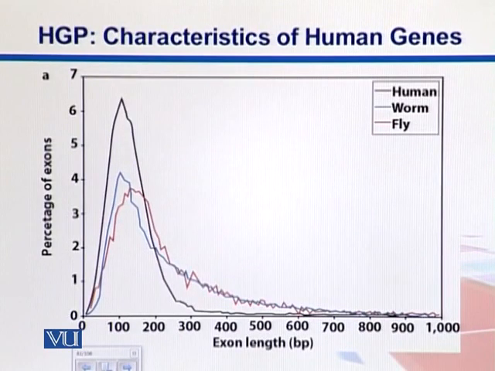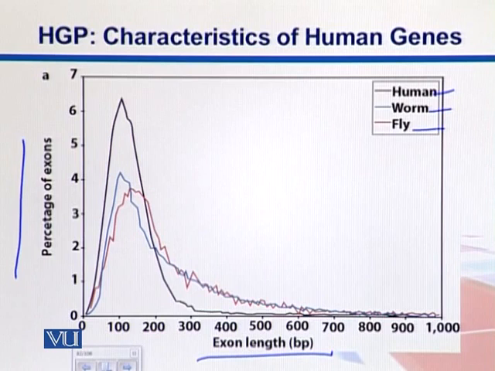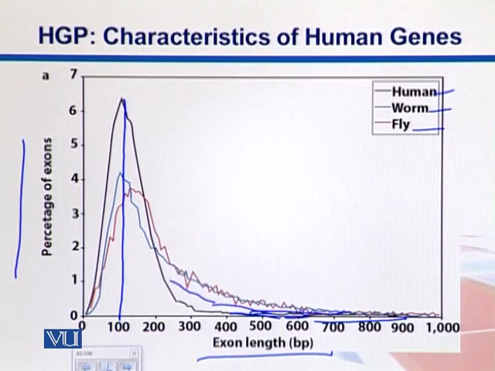Here in this diagram, we have the percentage of exons on the y-axis, and the x-axis shows the exon lengths, and we are comparing 3 species: humans, worms and flies. If we look into the humans, there is a high peak around 100 base pairs in length. The major proportion, around 6.5% of the exons, are of this length, and then we have a longer tail towards the right. In the other species, the percentage of exons in the higher categories is relatively high as compared to the humans. So humans have relatively smaller size exons.